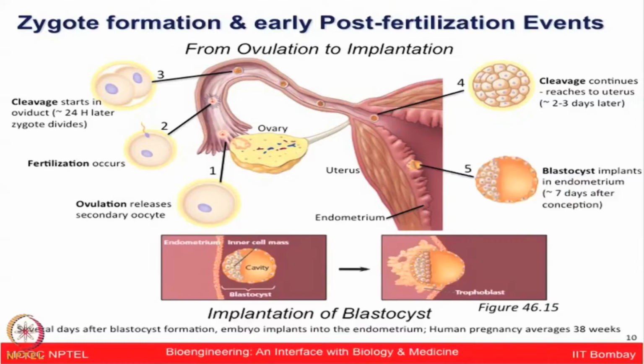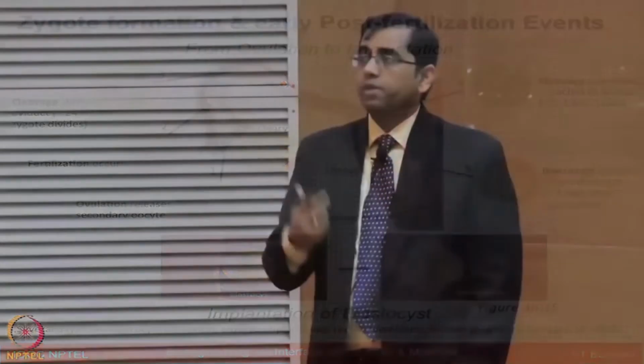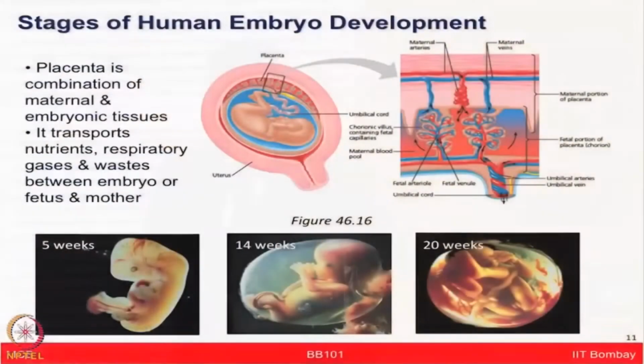So around 7 days after conception, this process happens, and this is required to get the nutrition for these cells to further divide. And of course, if this has been successfully implanted, which depends on many governing factors, then it will continue for several weeks, almost 38 weeks, for the full embryo to develop.